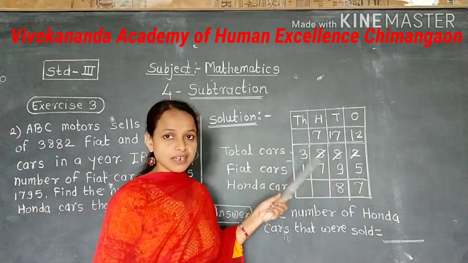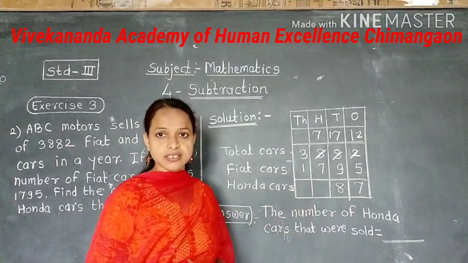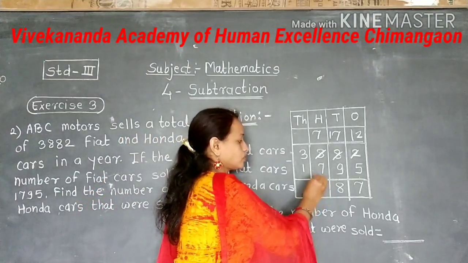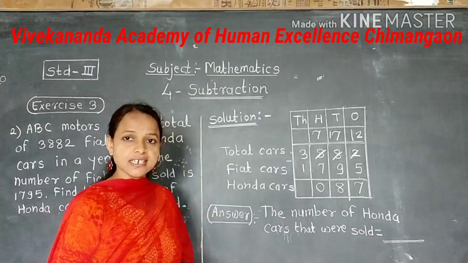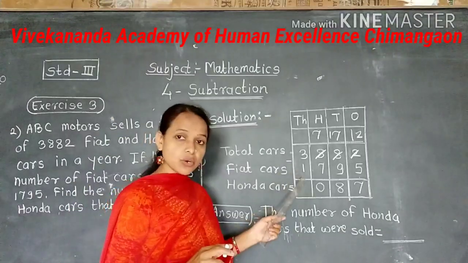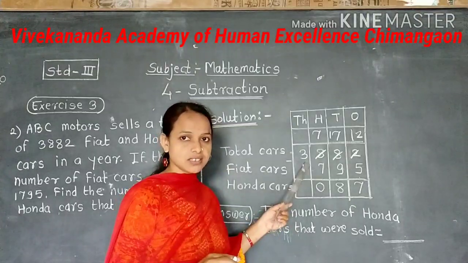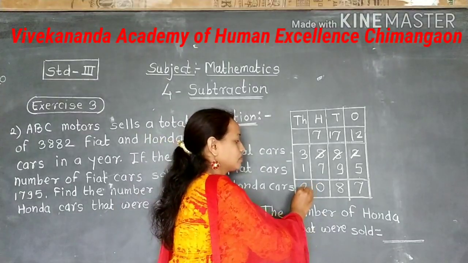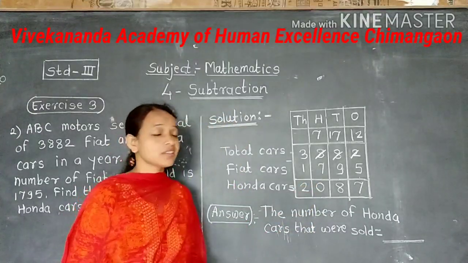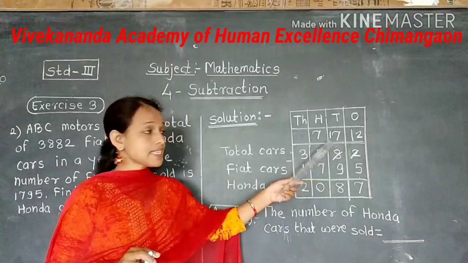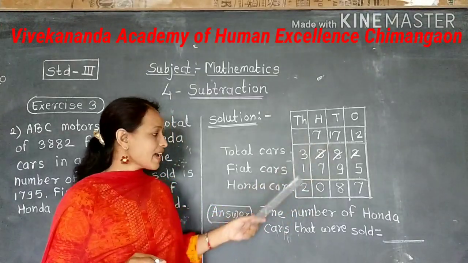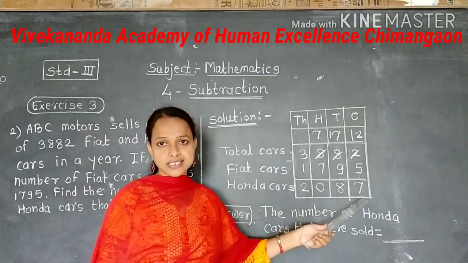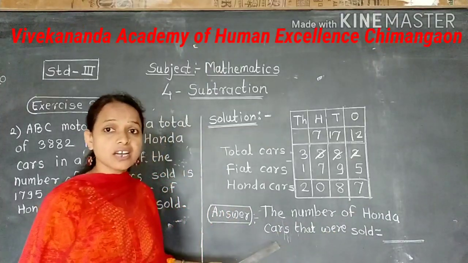Next subtract hundreds. Now subtract 700 from 700. 700 minus 700 is 0. And finally subtract thousands. Subtract 1,000 from 3,000. 3 minus 1 is 2,000. In this way, we subtract first ones, then tens, then hundreds, and finally thousands. And we got the number of Honda cars: 2,087.